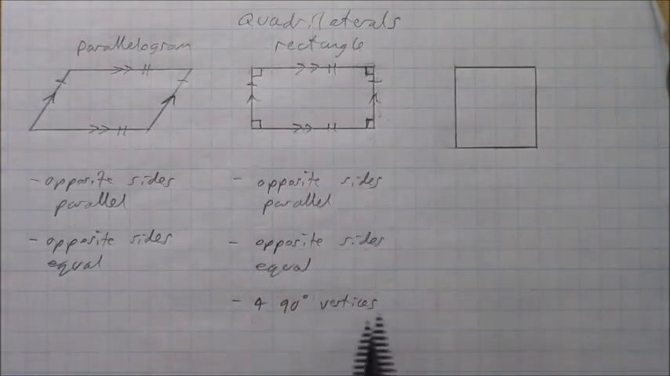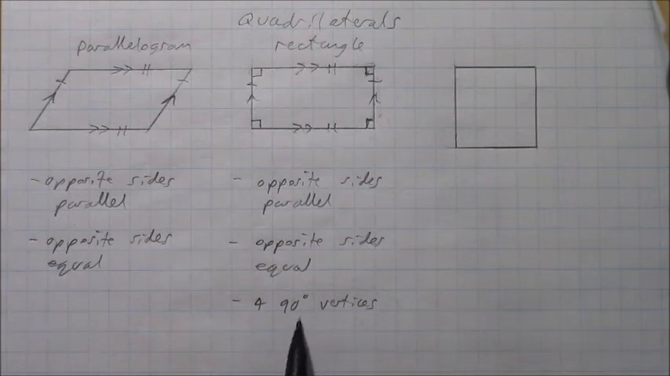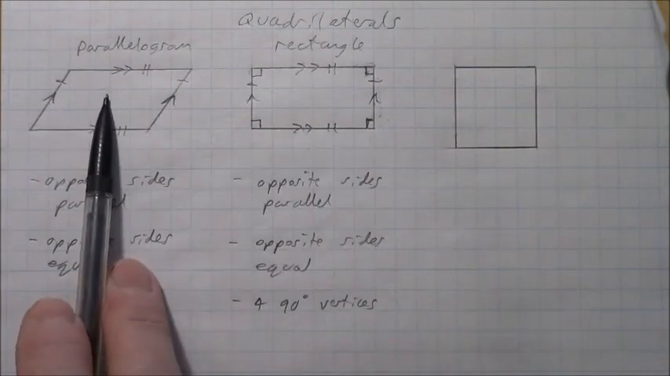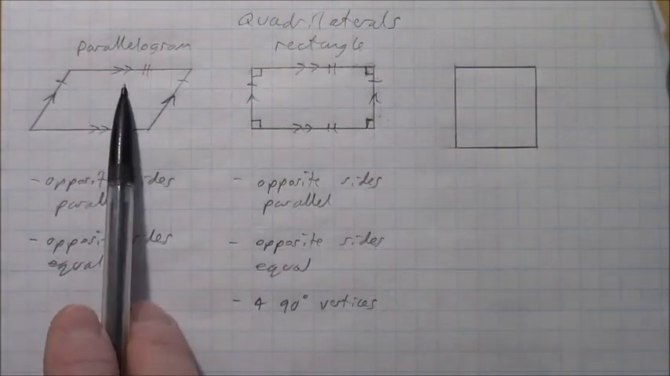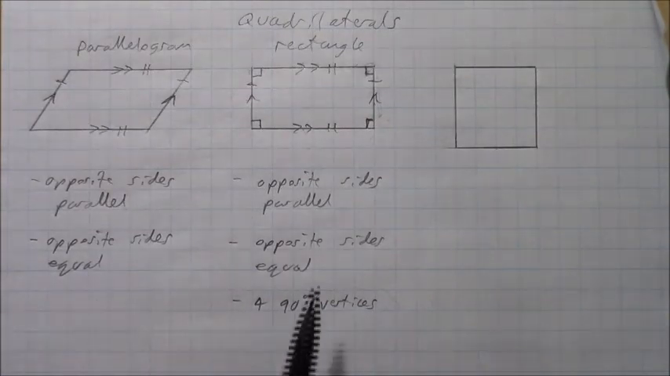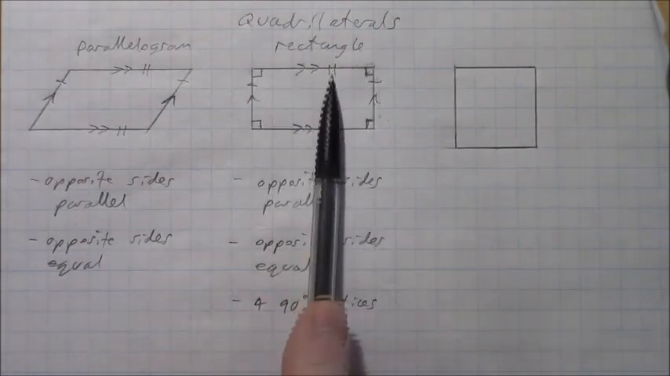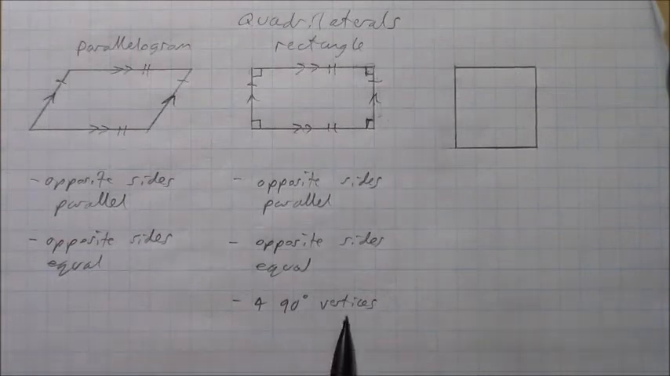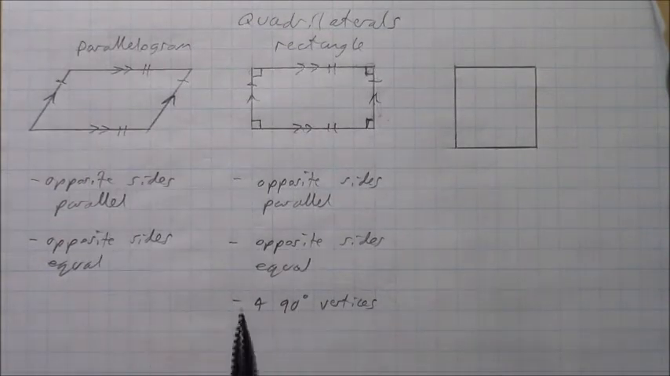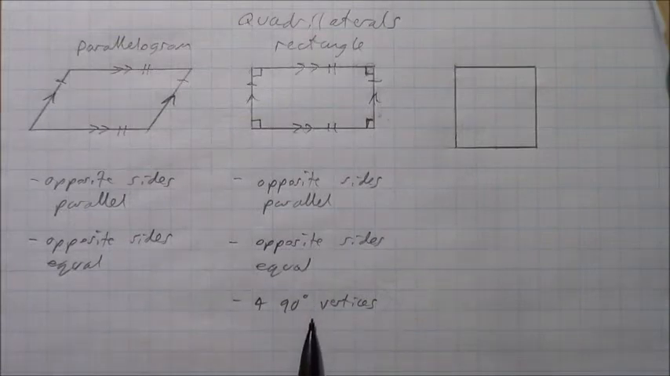So that's an extra property of a rectangle that a general parallelogram does not have. Therefore a rectangle is a special type of parallelogram, one that has four 90-degree vertices, which separates a rectangle from a parallelogram.